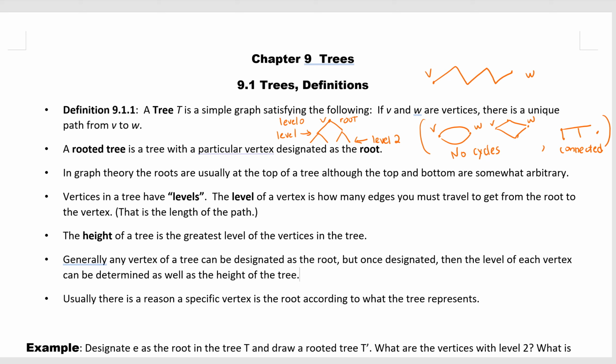Generally, any vertex of a tree can be designated as the root, but once designated, the level of each vertex can be determined as well as the height of the tree. So for a rooted tree we must designate the root, and then all the levels and the height are fixed. Usually there is a reason a specific vertex is the root, according to what the tree represents. Okay, let's look at some examples.